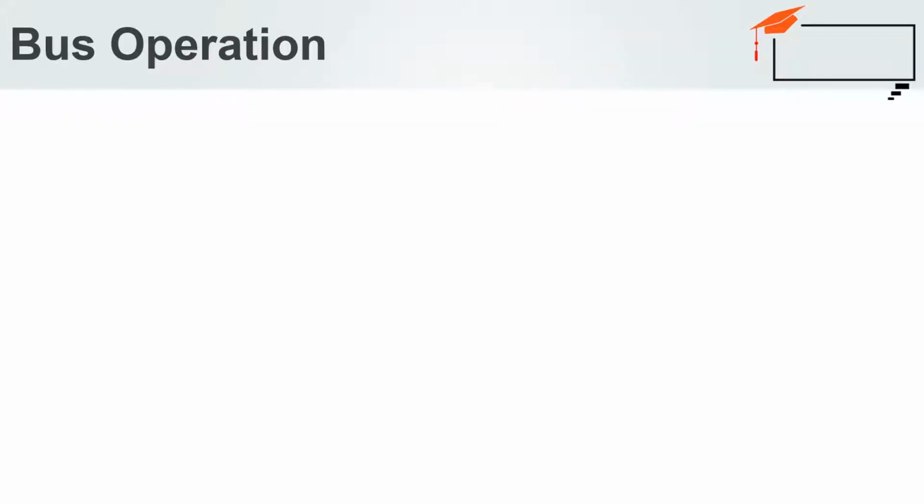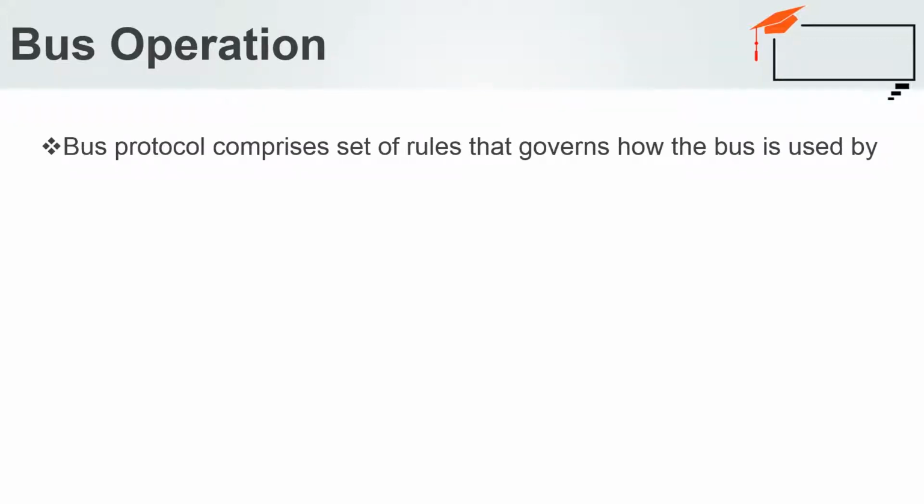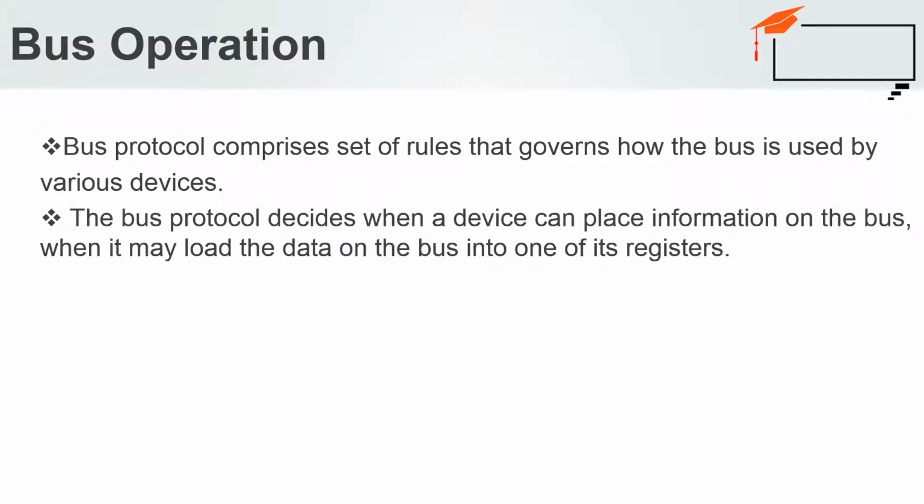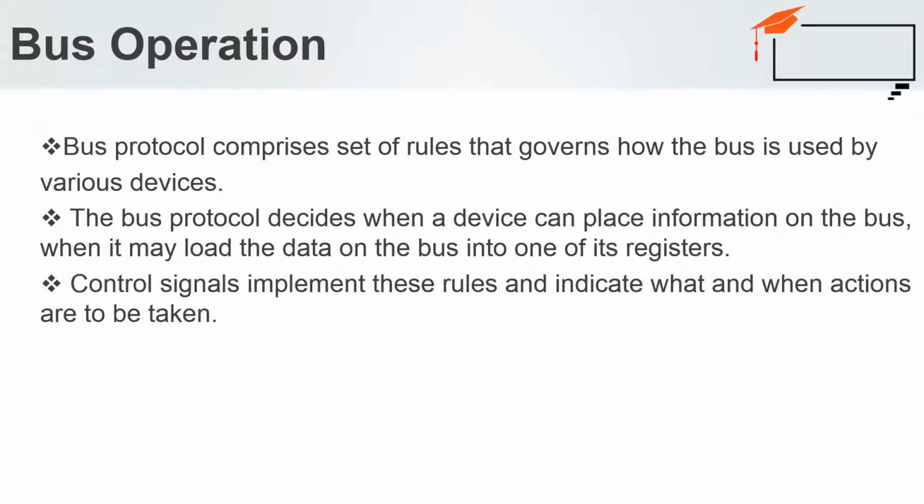Moving to the bus operation. A bus protocol comprises a set of rules that governs how the bus is used by various devices. The bus protocol decides when a device can place information on the bus, and when it may load the data on the bus into one of its registers. Control signals implement these rules and indicate what and when actions are to be taken.